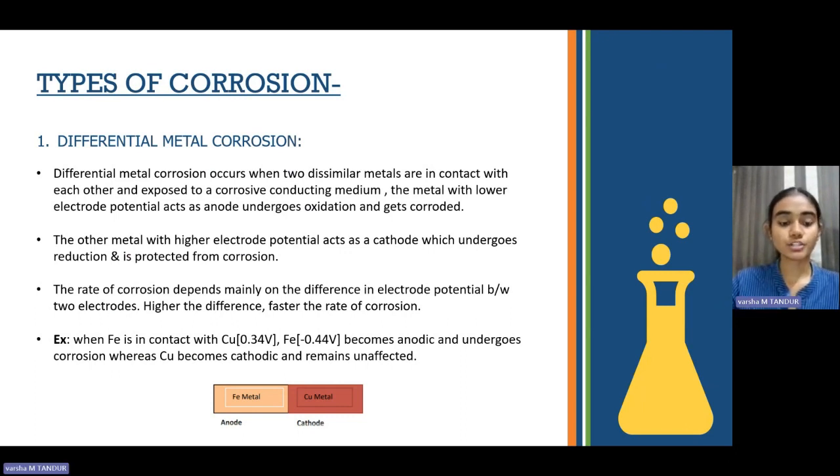The rate of corrosion depends mainly on the difference in electrode potential between two electrodes. Higher the difference, faster the rate of corrosion. So if you look into the example, we have iron as the anode and copper metal as the cathode. Since iron has a negative electrode potential value, it undergoes corrosion easily, whereas the copper metal, having a positive electrode potential, becomes cathodic and remains unaffected.